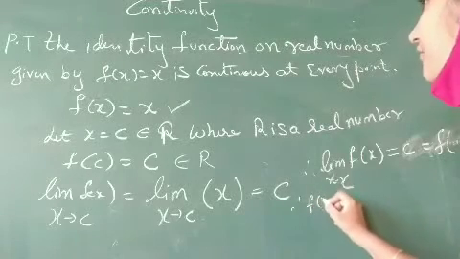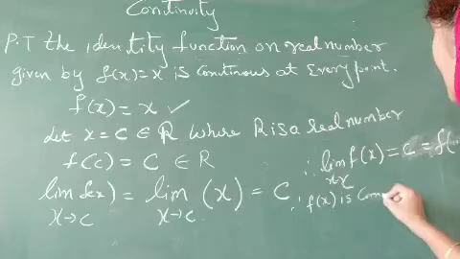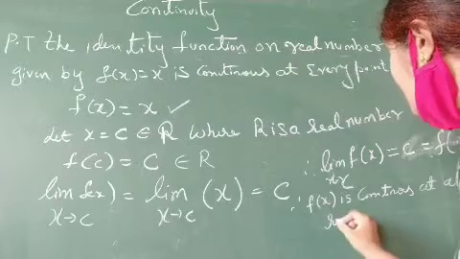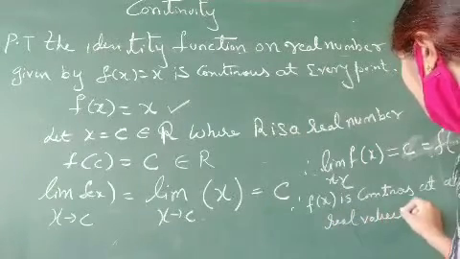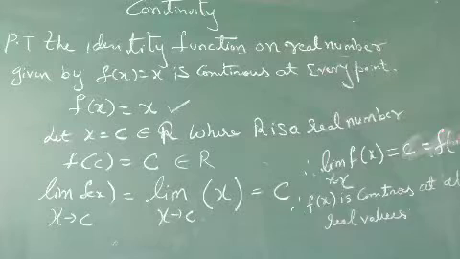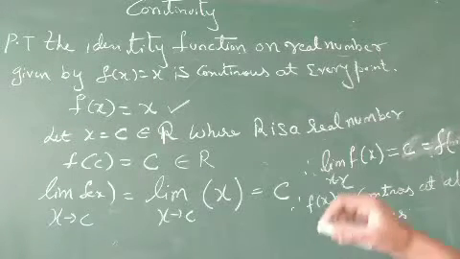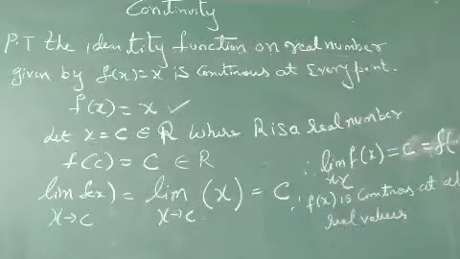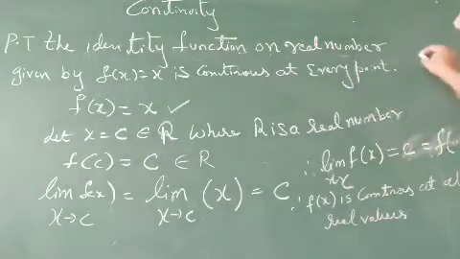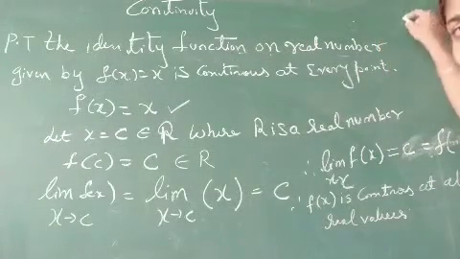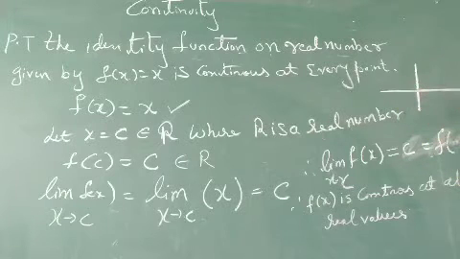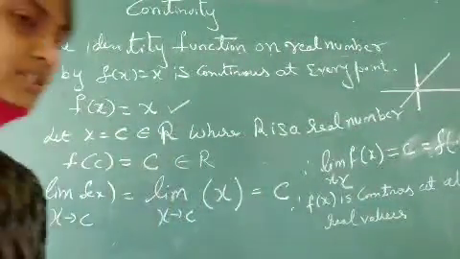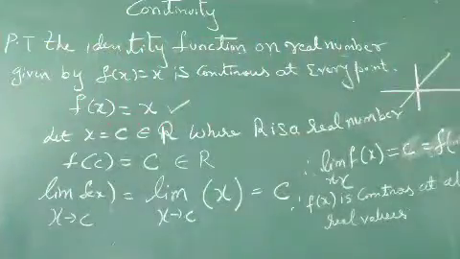Therefore, f of x is continuous at all real values. It is continuous at all real values, isn't it? So this shows that the identity function is continuous. For identity, the graph will be in the straight line form, isn't it?